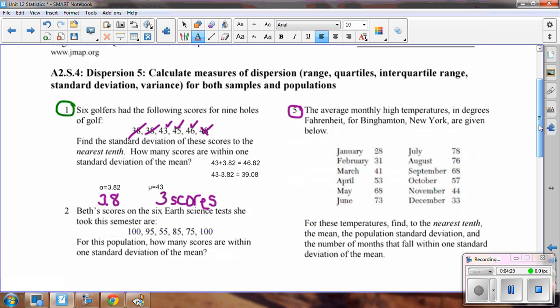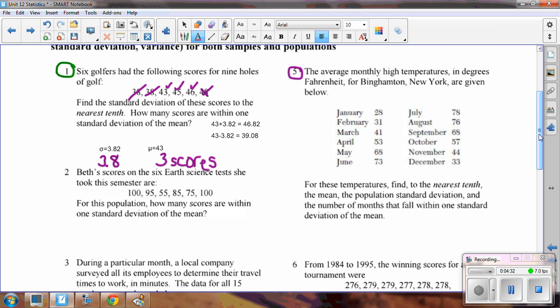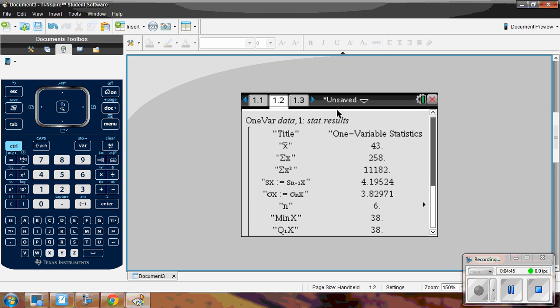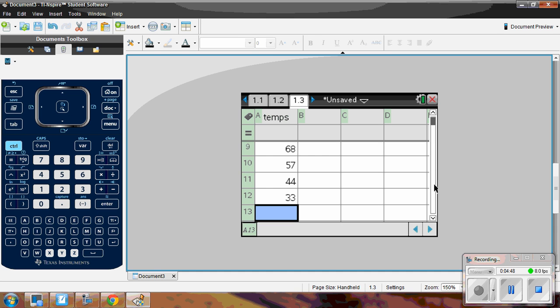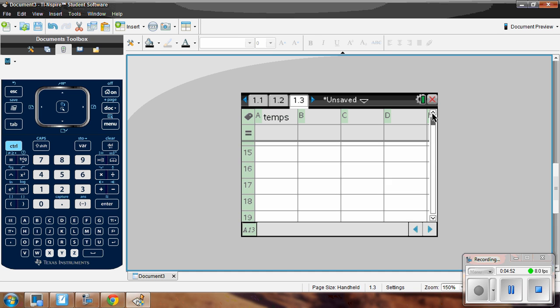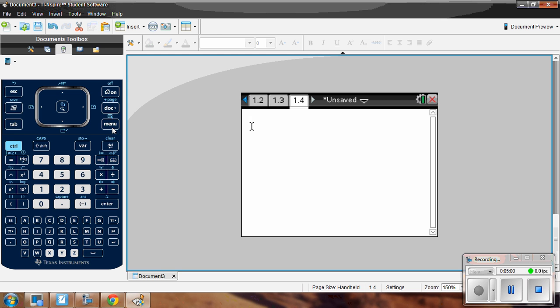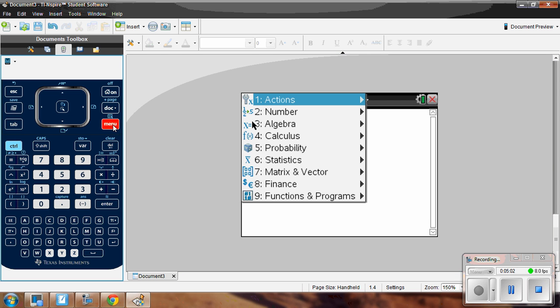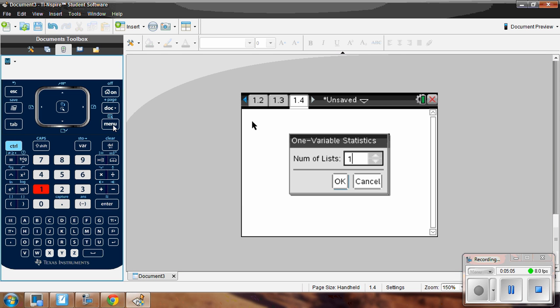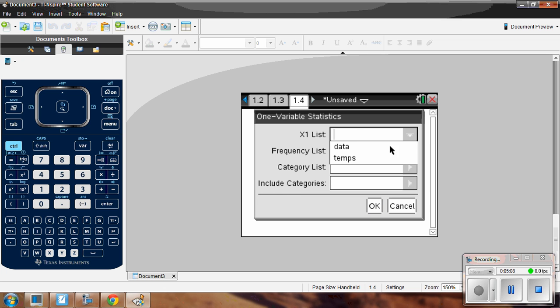When you look at number 5 here, it says the average monthly high temperatures in degrees Fahrenheit for Binghamton, New York are given below. Find to the nearest tenth the population standard deviation and the number of months that score within one standard deviation of the mean. So let's do this again. I already have the information in. I've already entered in all 12 months of the year, just so you could see that I've done that. And then we go to another screen, and this is the calculator again. We're going to do one variable statistics, and we are going to use the list called temps.